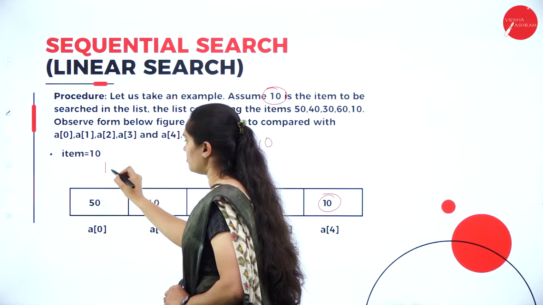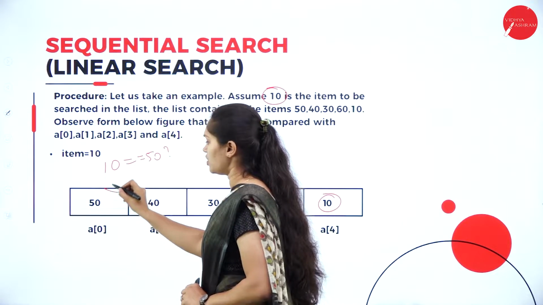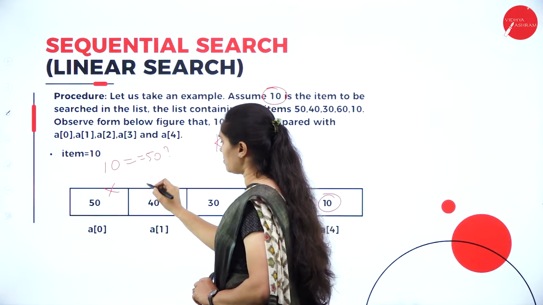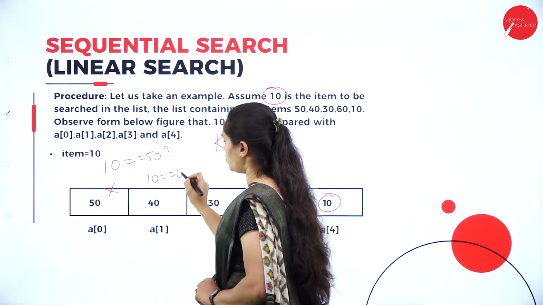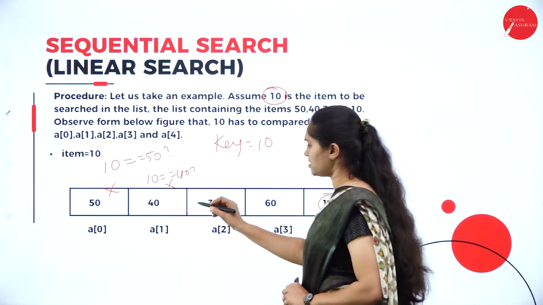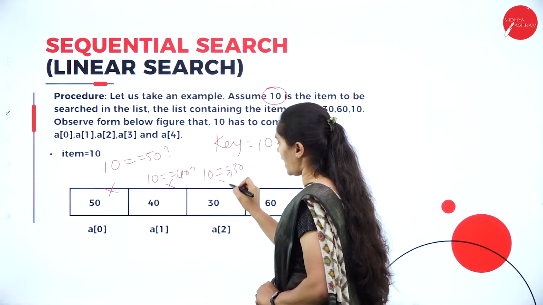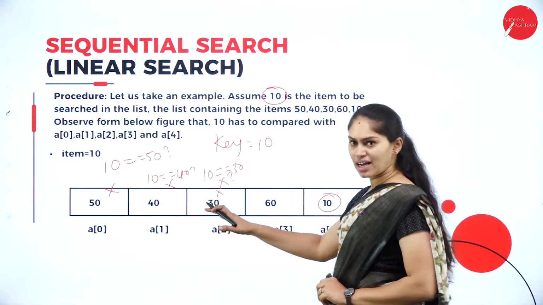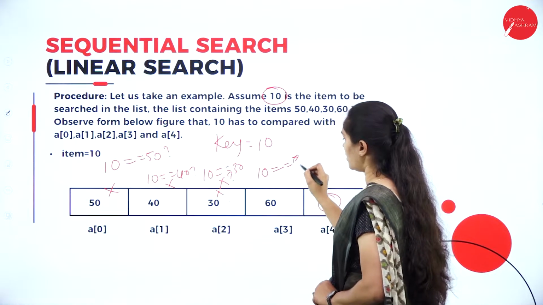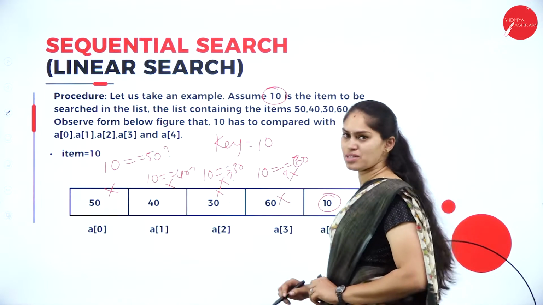Here I will make a comparison. Is 10 equal to 50? True or false? False. So this is not the element I am searching for. Next I will come here. Is 10 equal to 40? True or false? False. This is not the element I am searching for. Next, is 10 equal to 30? No, right? This is not the element that I am searching for. Again, I will come to the next element. Is 10 equal to 60? True or false? It is false. This is not the element that I am searching for.